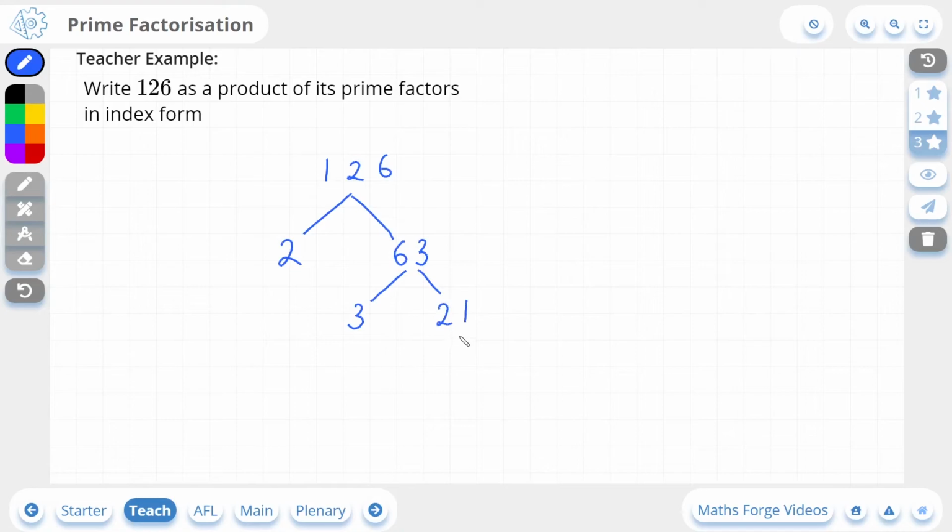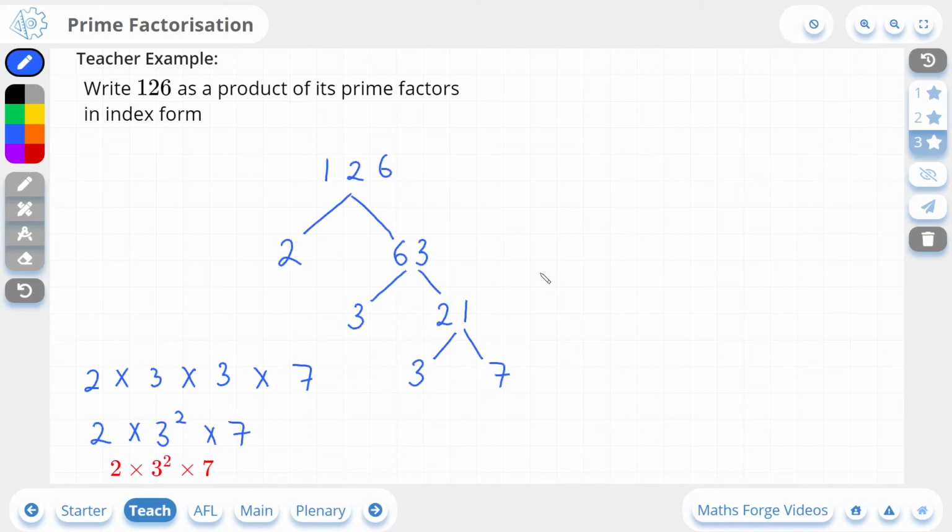And now let's break up this 21. We can't divide it by 2, but we can divide it by 3. And of course, 21 divided by 3 is equal to 7. And since this number here, 7, is a prime number, we have finished breaking down 126 into its prime factors. Now let's write 126 as a product of its prime factors. So it's going to be 2 times 3 times 3 times 7. And since we're being asked to write this in index form, the final answer is going to be 2 times 3 to the power of 2 times 7. And if we check our answer, there it is.